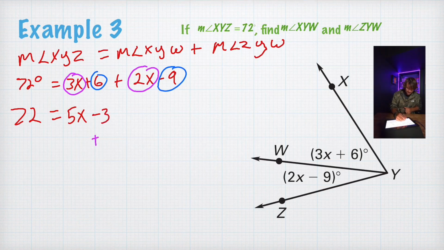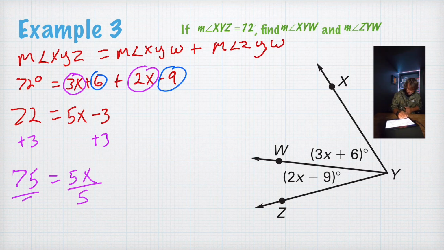So now we're going to add 3 to each side to continue solving this. We're going to come out with 75 equals 5x, and divide each side by 5, x equals 15. Okay? Now, we're not done. We know our x value, which means we can take it and plug it back into our original equations. So we're going to go ahead and do that.